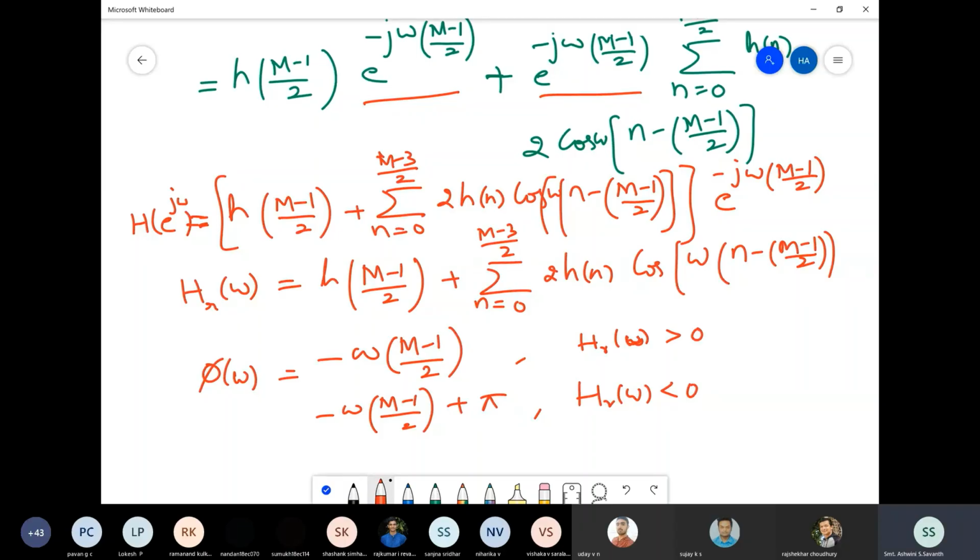So whether H_R of omega is positive or negative, if you look at the expression for the phase response, it is a linear phase. The equation is a linear equation, right? So the phase response is a linear phase response. It's a straight line. The slope is minus (M minus 1)/2. Negative slope it has, but it's a linear phase. A very important characteristic of FIR filters.